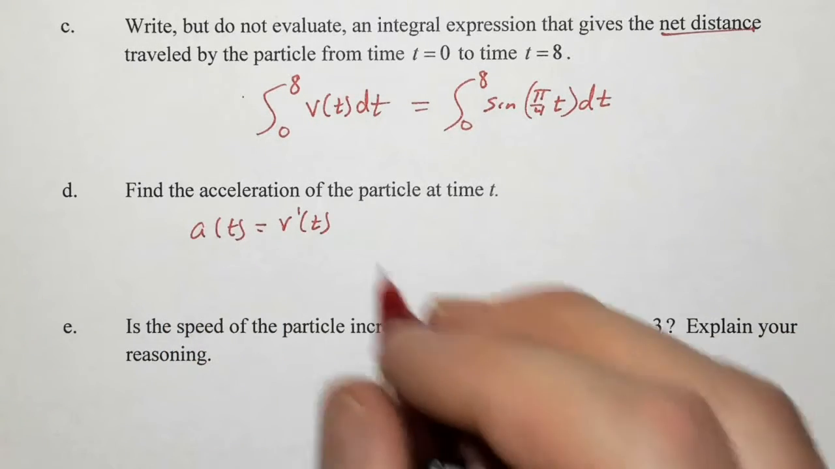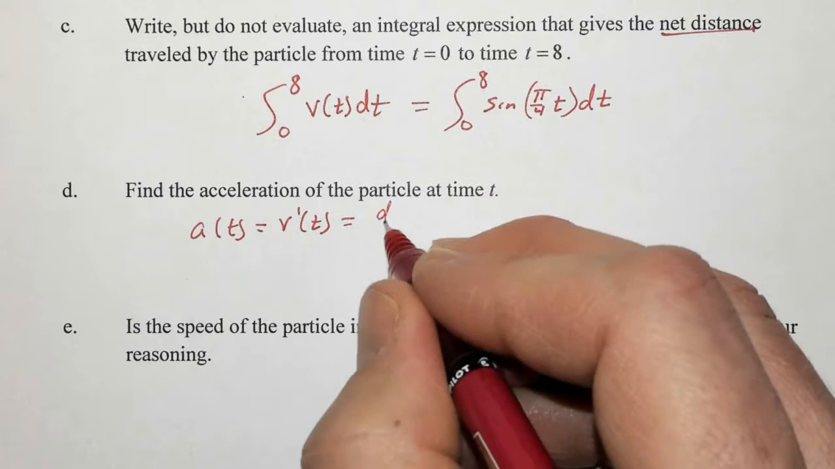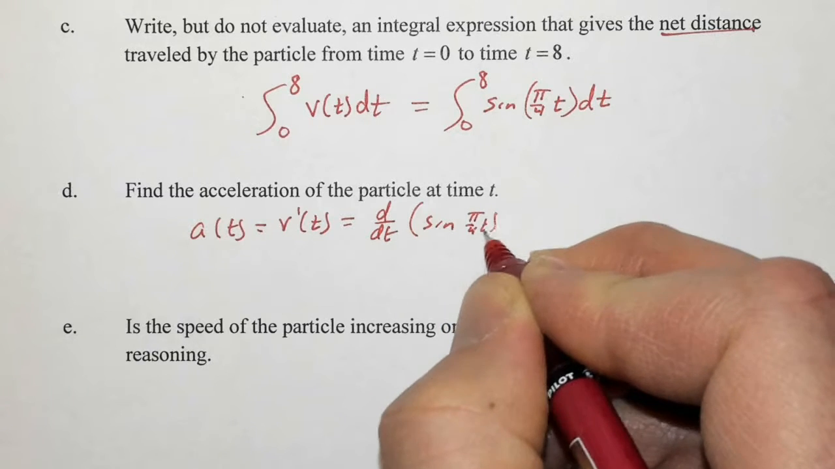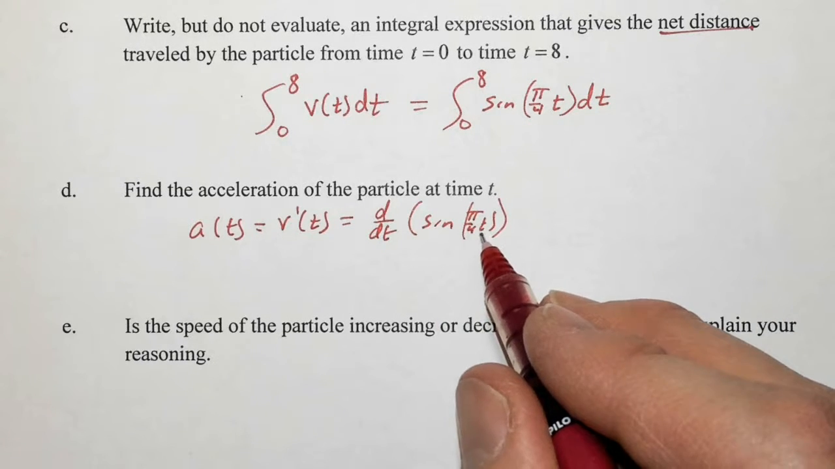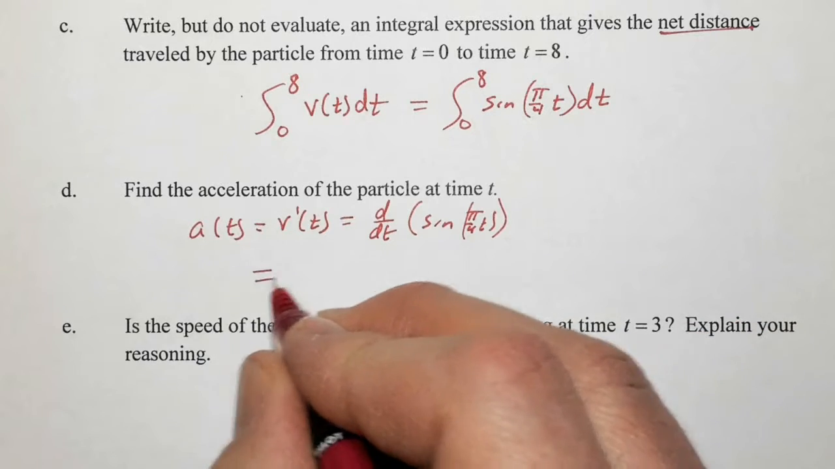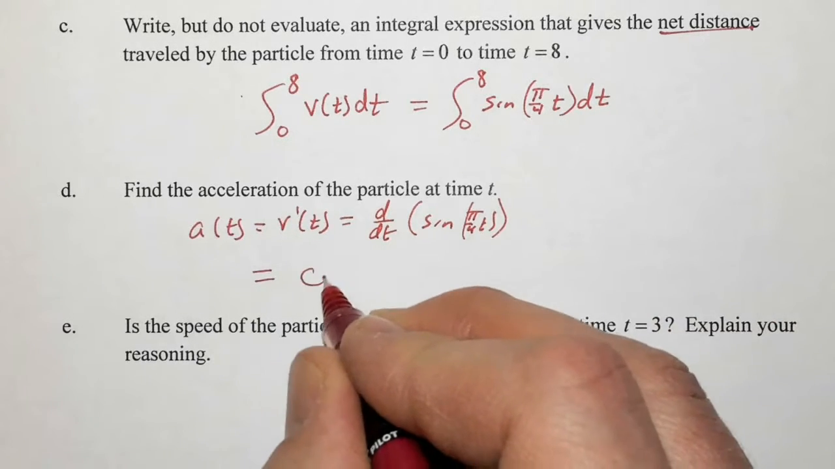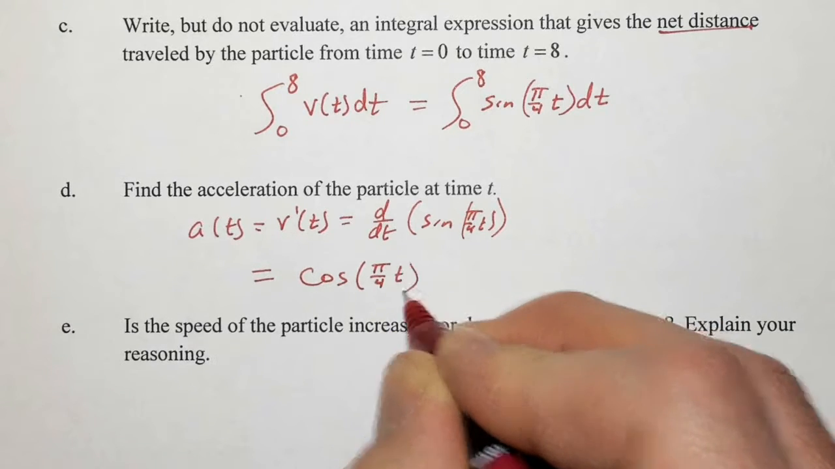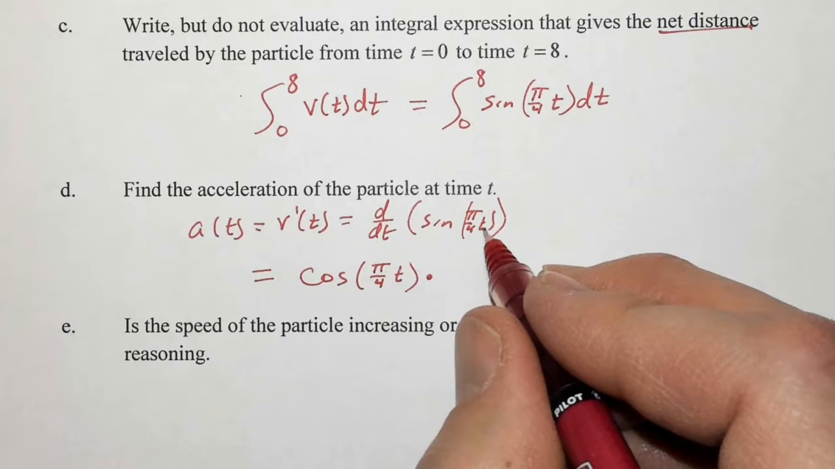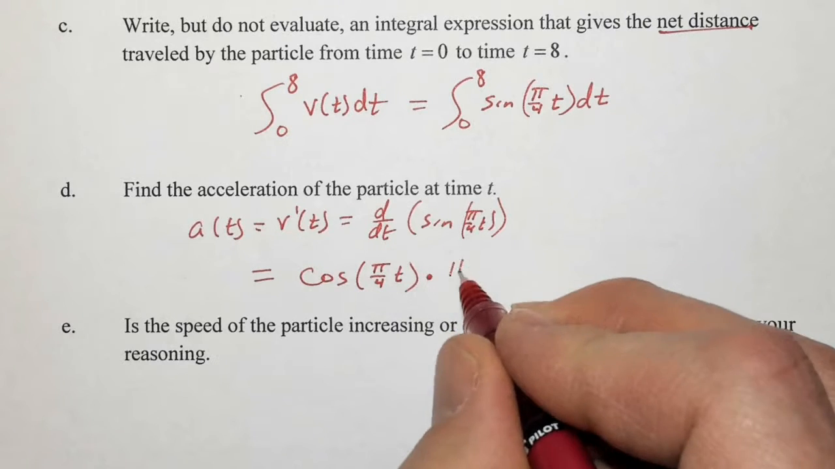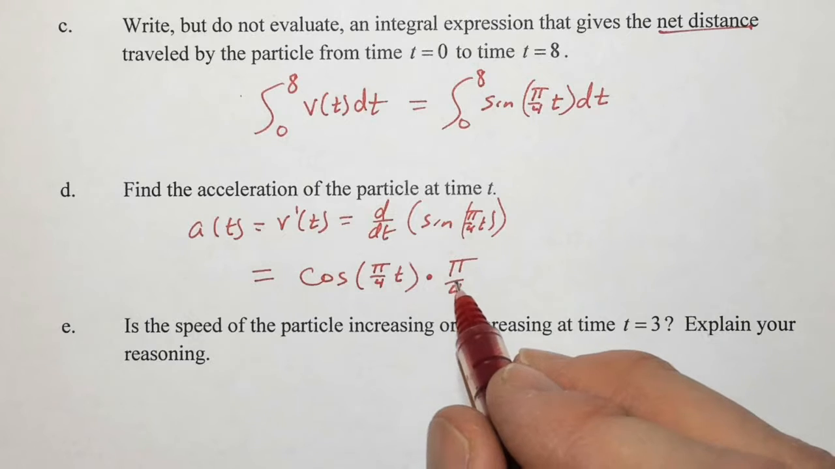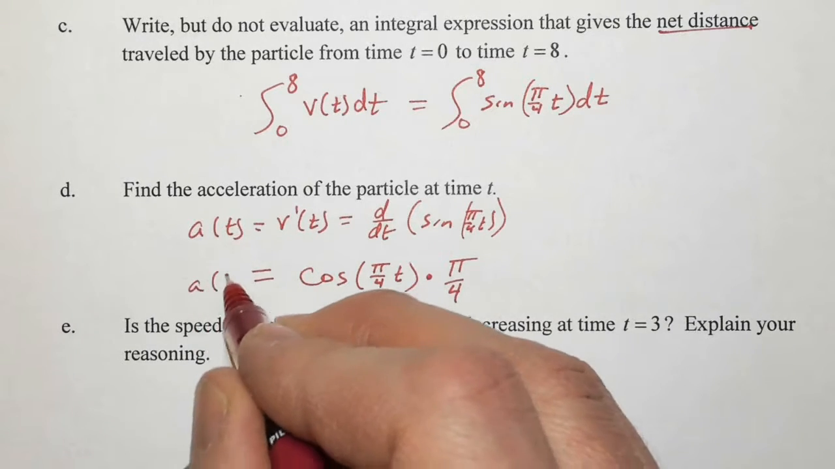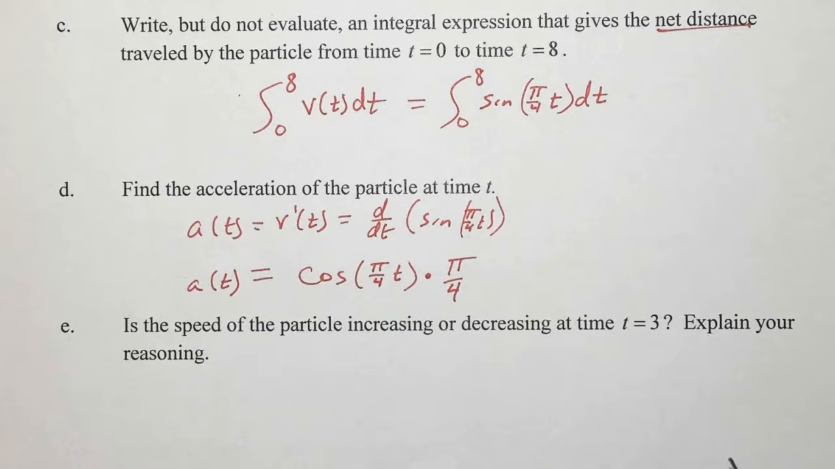So we have to derive our velocity function. So we want to derive the sine of pi over 4t. Right? We have the sine of an inner function, which means we're going to do the chain rule. So the chain rule says derive the outer, sine derives to cosine, keep the inner, so we have pi over 4t, and then multiply by the derivative of the inner function. And the derivative of pi over 4t is just pi over 4. Now pi over 4 can go at the very end, it can go out front of the cosine, but either way, that function is our acceleration.